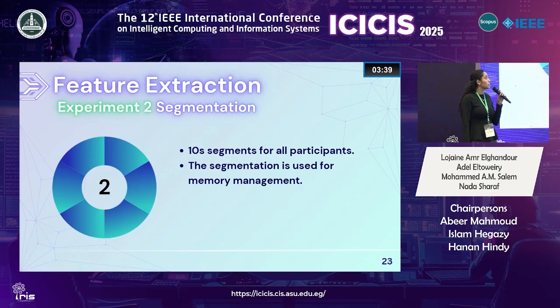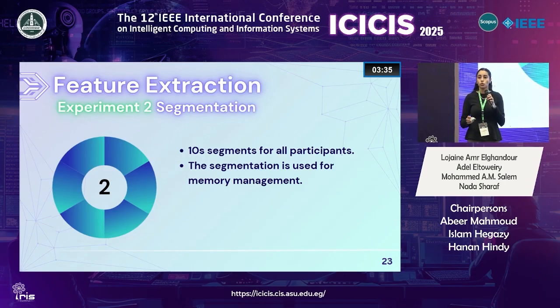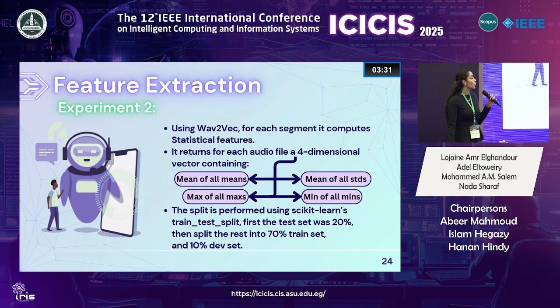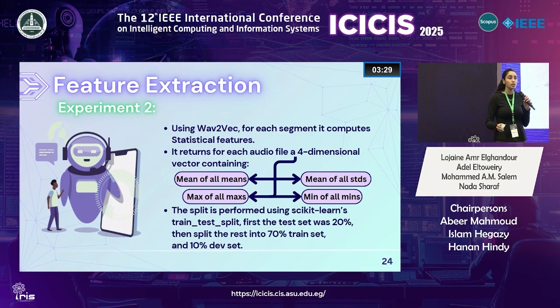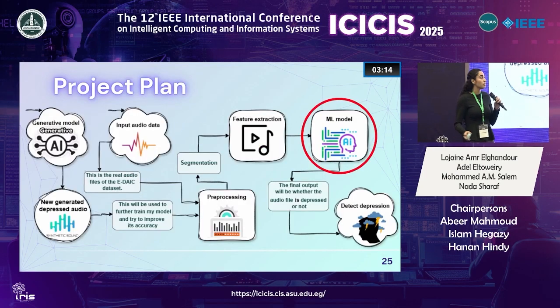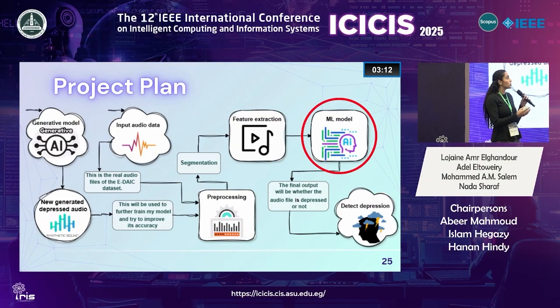So for the segmentation, I've done 10-second segments for all participants. However, this was used only for memory management. Then I've used Wave2Vec 2.0 to make statistical feature extraction for each segment. Then I returned a 4-dimensional vector for the whole audio file. And then I've used the split provided by the scikit-learn train test split where I've used 70% training, 20% testing, and 10% development.